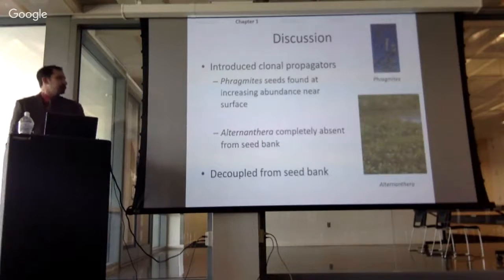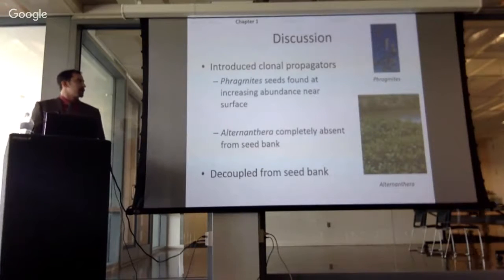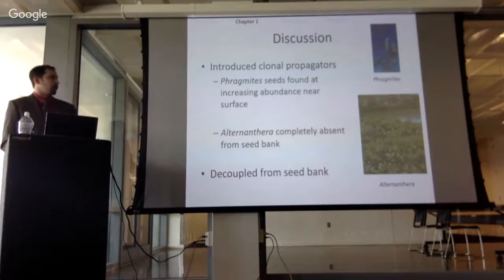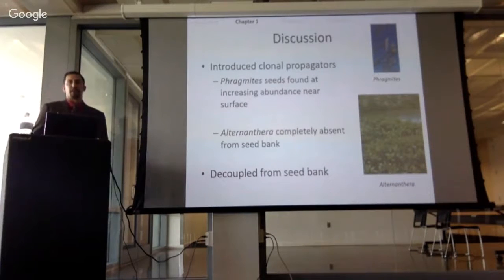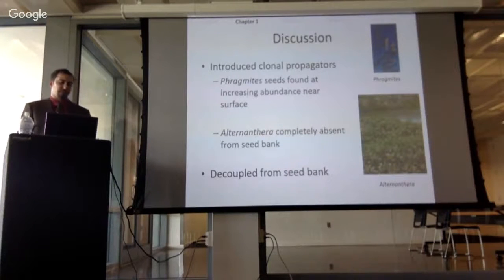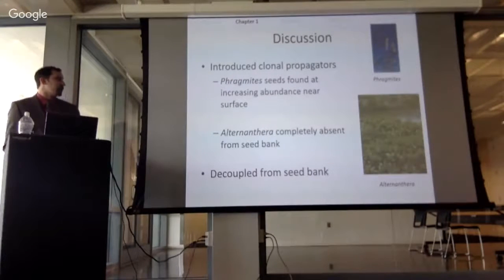I'm not going to talk about this too much. However, it's worth noting these two introduced genera, Phragmites and Alternanthera, were very well represented above ground throughout West Bay. That's common reed and alligator weed, respectively.